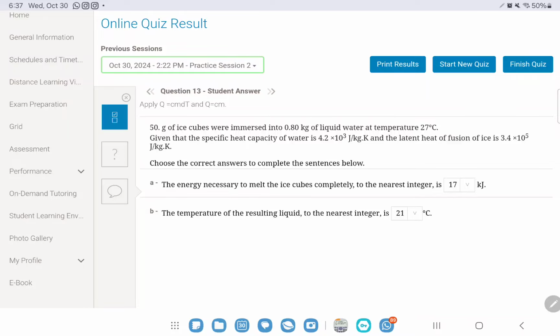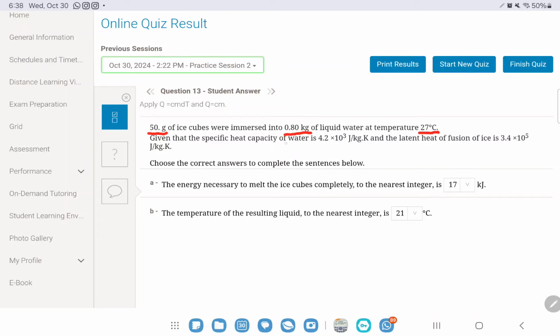Okay, now this question. They have 2 givens and 2 everything. It's really easy. They're just trying to confuse you. Energy needed to melt the ice cubes completely. First, let's read our question. 50 grams of ice cubes were immersed in 0.8 kilograms of water at temperature 27. So we have a temperature. They didn't tell you difference of temperatures. So we're keeping this in mind.